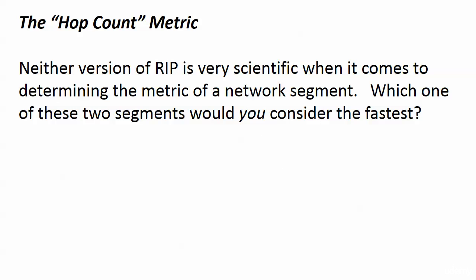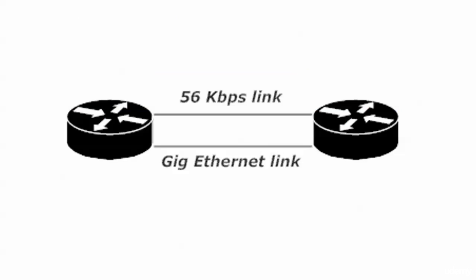Well, neither version of RIP is very scientific when it comes to determining the metric of a network segment, because again, the hop count is the only thing it understands. Now you and I could look at a gig Ethernet link and a 56K link and say, I think the gig Ethernet link is a little bit faster. But the problem is RIP, or any distance vector protocol, considers these two links to be the same speed. It's one hop. It's the same metric to RIP.